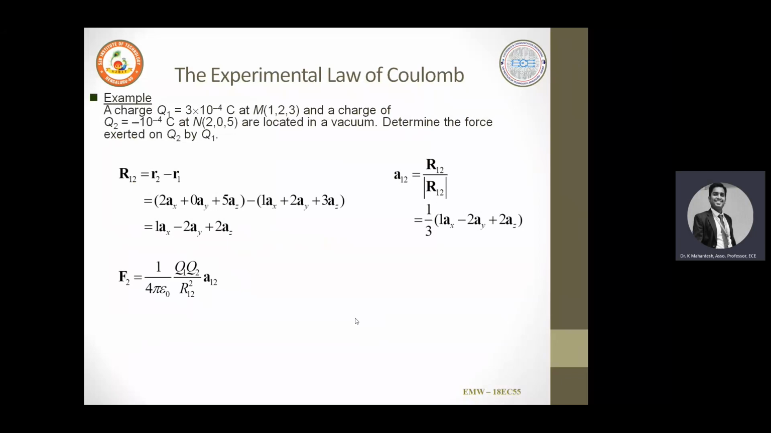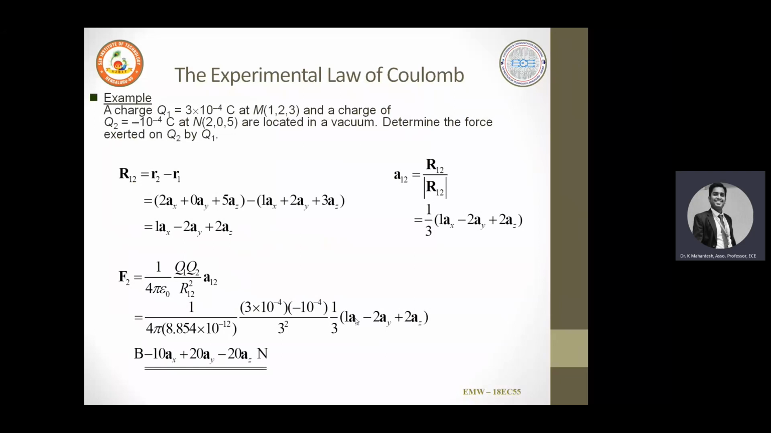So now the force exerted on Q2, I'll represent as F2, equal to 1 over 4 pi epsilon naught Q1 Q2 by R12 square into a12. This is derived from Coulomb's law. Now I'll substitute all the values given in the question. This is how it looks, and I'll obtain the value as minus 10ax plus 20ay minus 20az newtons.